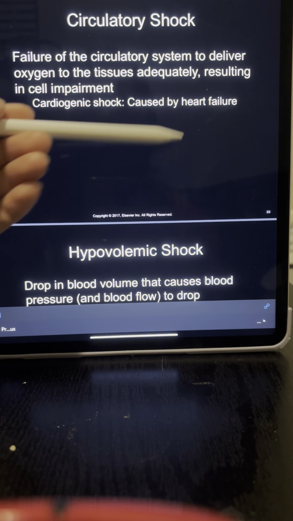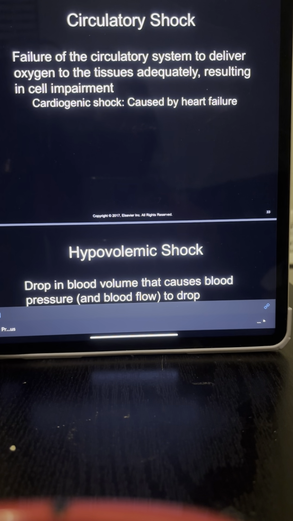Cardiogenic shock is caused by heart failure. So when my heart starts to fail and it's not pumping enough blood to the tissues, then my organs start to fail. I don't have enough volume in my circulatory system to distribute enough oxygen to the tissues. So my organs start to die, my tissues start to die, my cells start to die.